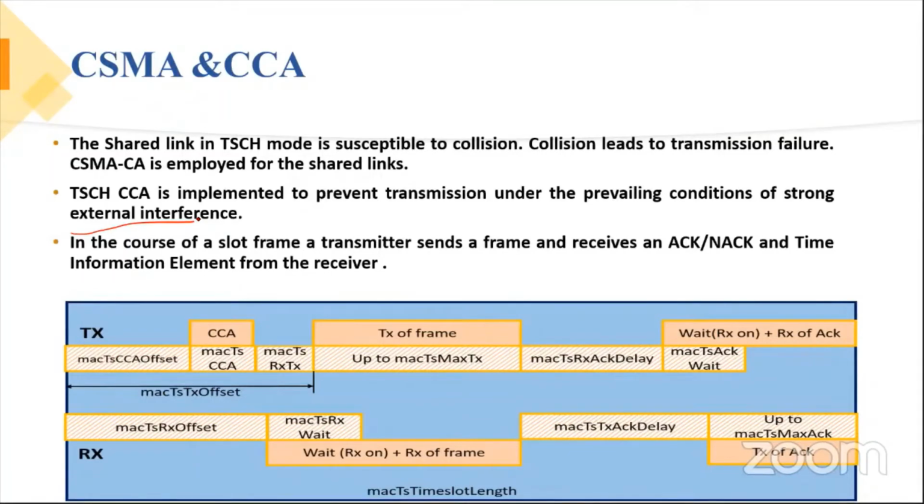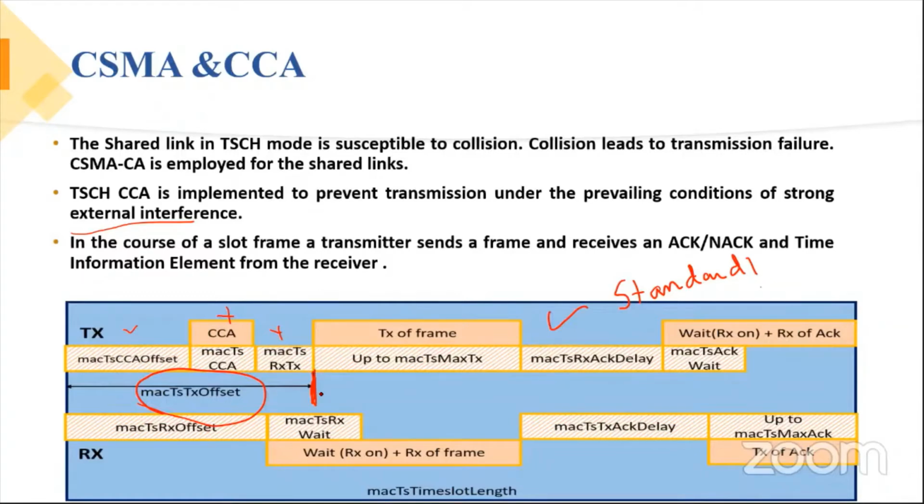And how does all this play out? This is as per the standard. This is what you should do. The standard tells you to do this if you want to do CCA. So what will happen? It will start with MAC TS CCA offset plus something, which gives you this time, MAC TS TX offset. There will be a certain time associated with it. There is no sanctity about this time, but if you fix it to some value, you must ensure that that value is acceptable to the receiver.